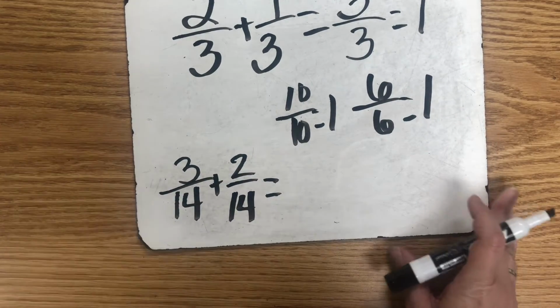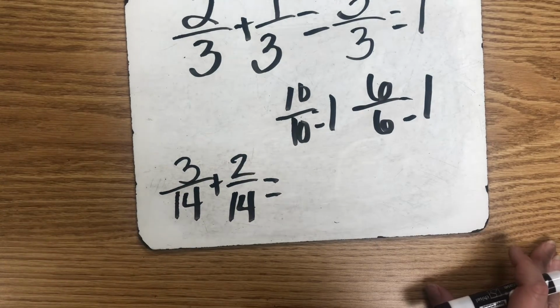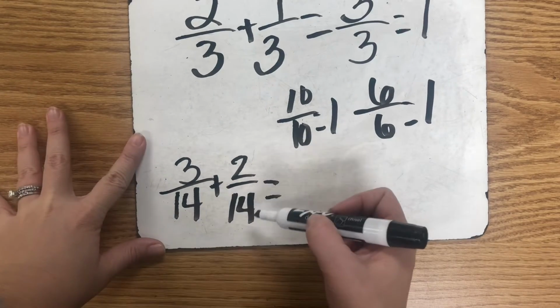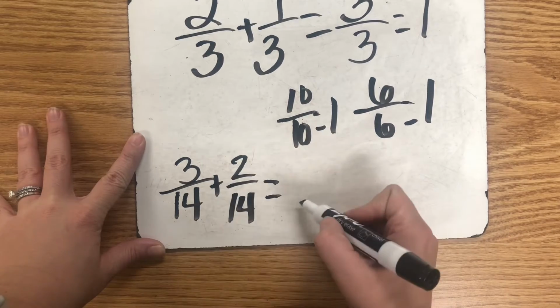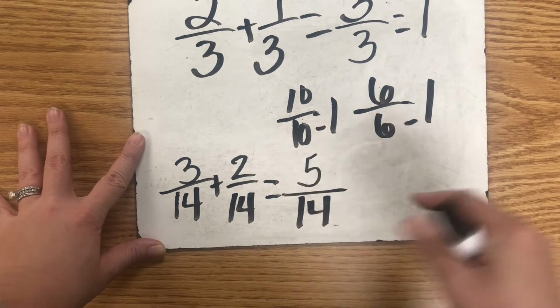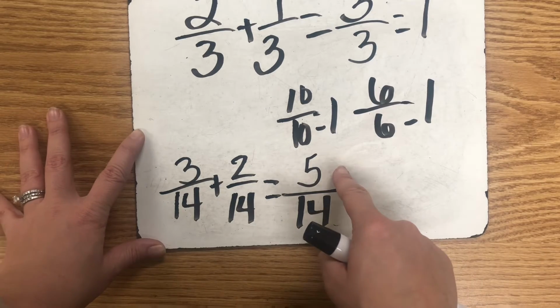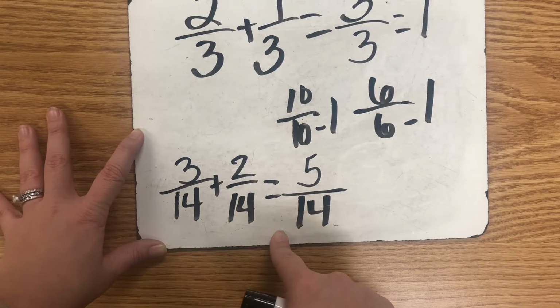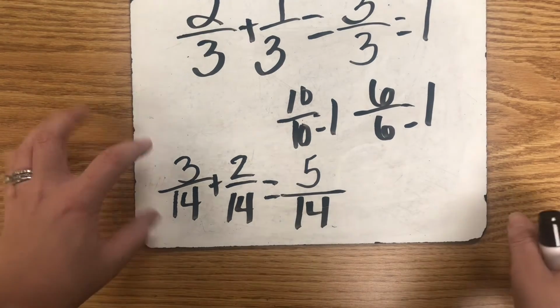So our new fraction, we have 3/14 plus 2/14. Denominators are common, they're the same, so I'm going to move it over. 3 plus 2 is 5. I know that 5 is an odd number, so this is as low as it'll go. So 3/14 plus 2/14 equals 5/14.